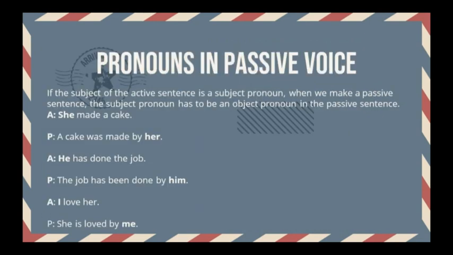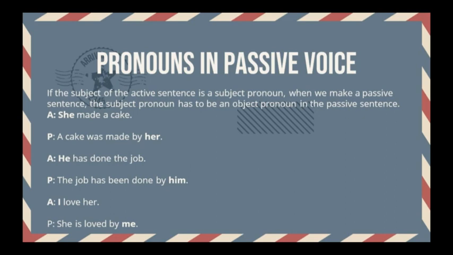Okay, let's move on. Again, if we want to talk about pronouns in passive voice, if the subject of the active sentence is a subject pronoun, when we make a passive sentence, the subject pronoun has to be an object pronoun in the passive sentence, okay? So if we have an active sentence, she made a cake, the passive one is a cake was made by her. So you can see that she is a subject pronoun in an active sentence, then it has to be an object pronoun in a passive one, so it is her, okay?